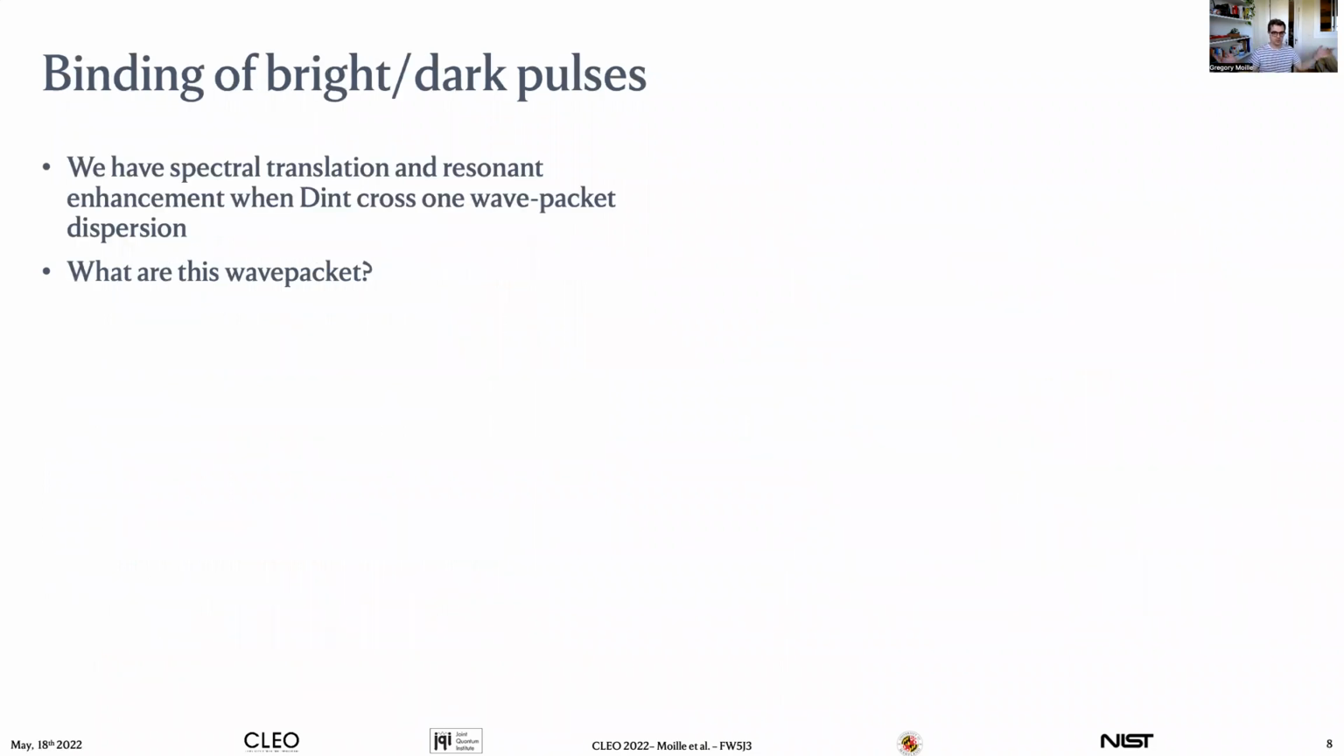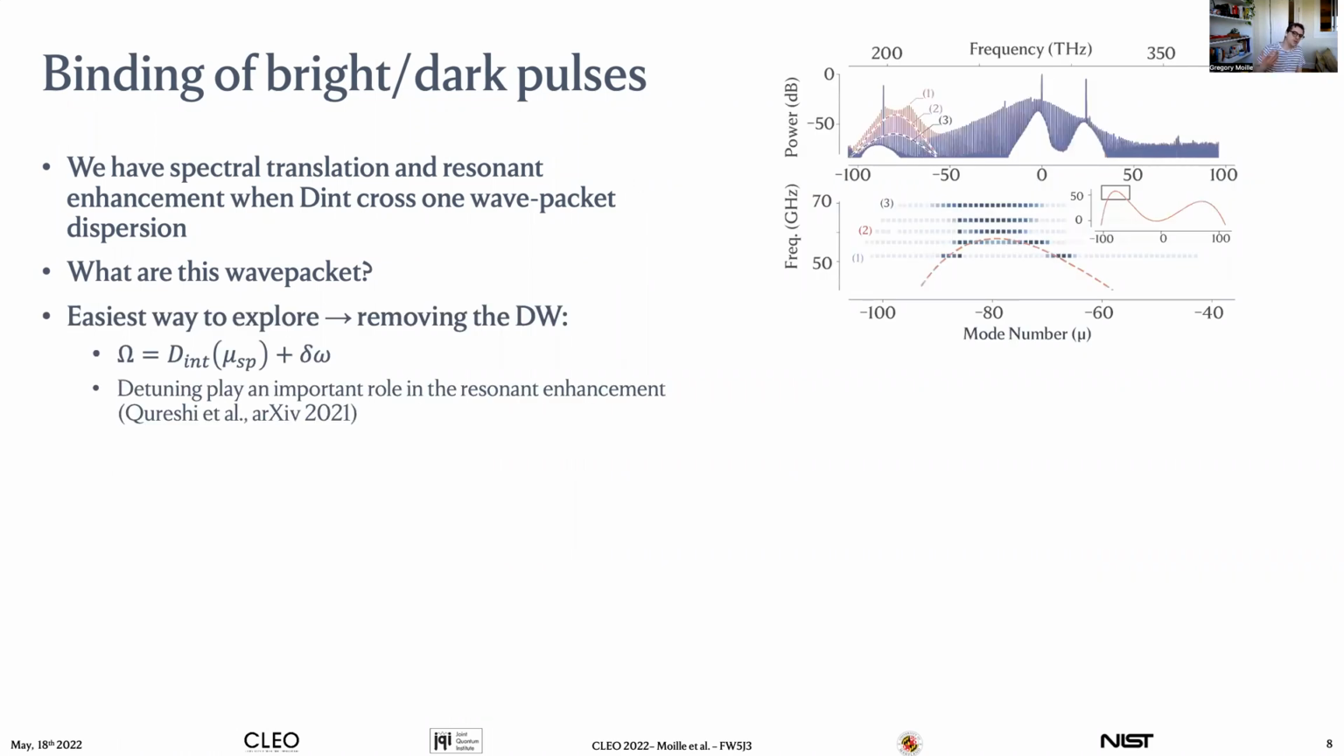So, okay, great. We have a spectral transition and resonance enhancement when the integrated dispersion crosses 0. But what are these wave packets? What is the nature of these wave packets? This is a way to explore removing the resonance enhancement. It's fairly easy, because every time we cross the integrated dispersion we have resonance enhancement, but because we can play with the detuning of the secondary band, we can go beyond the maximum of the integrated dispersion. That's been shown in this paper by Stuart Murdoch's group, where the detuning is very important.